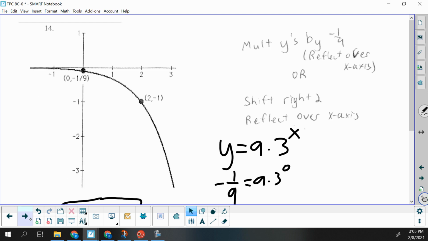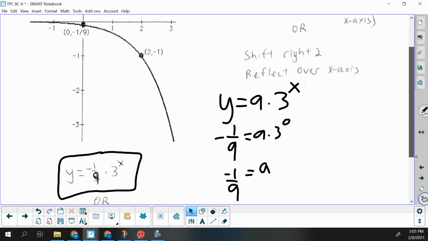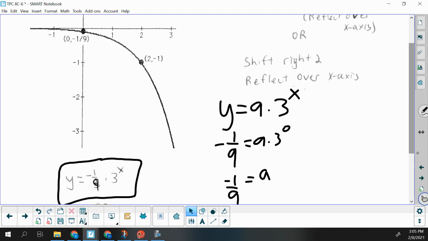And this one we're leveling off at 0. Put in your 0 and your -1/9 was probably the easiest. Anything to the 0 is 1, so a is just -1/9. So you get y equals -1/9 times 3 to the x. We can say multiply the y's by 1/9 or a vertical compression by 1/9, and then the minus out front is reflecting over the x-axis.